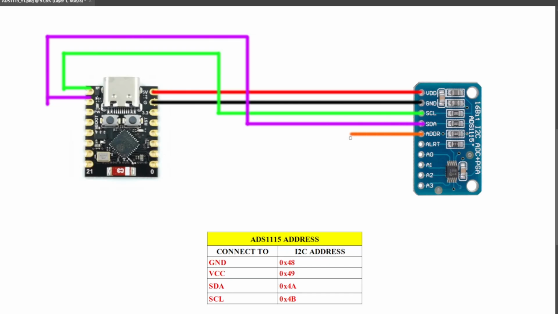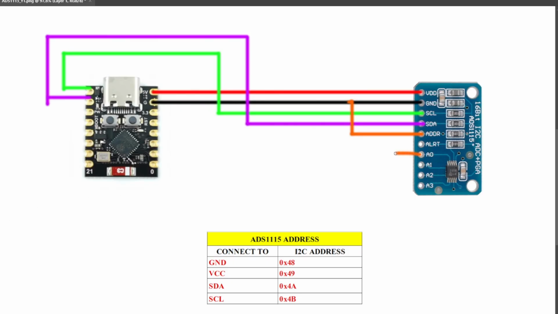By default, the ADS1115 uses the I2C address 0x48, which means the ADDR pin is connected to GND. If you're only using a single module, you can leave it as is. I'm only showing the address selection here for demonstration purposes.